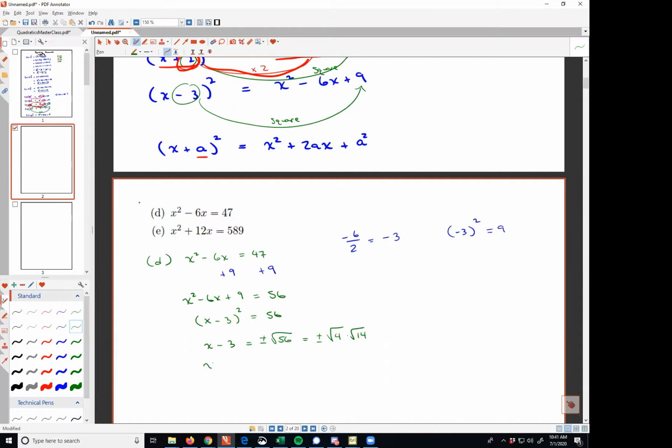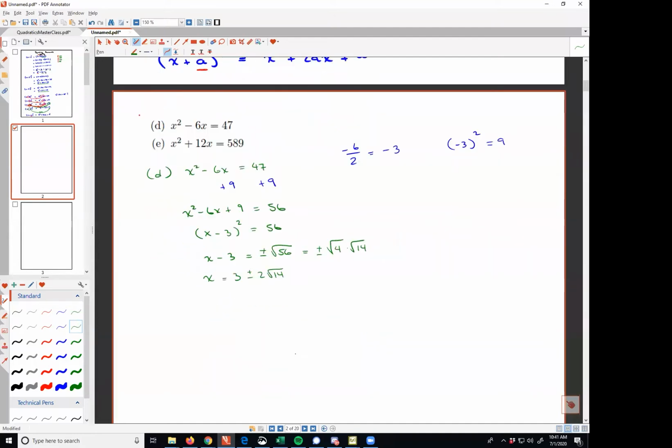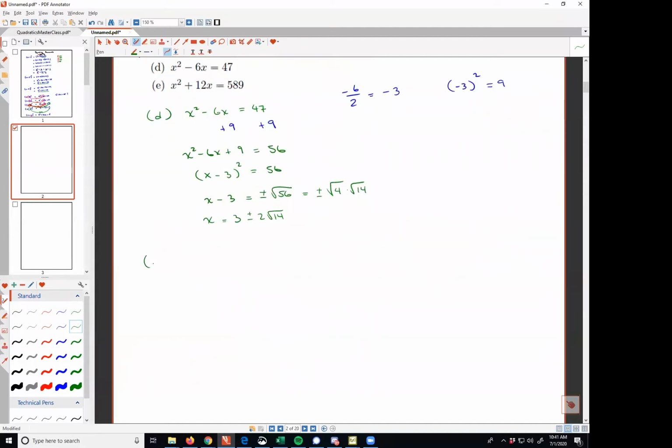Good. And those are our two solutions. 3 plus 2 root 14 and 3 minus 2 root 14. Now E. So somebody who may be newer to this, if you've never completed the square before today, give this a try.